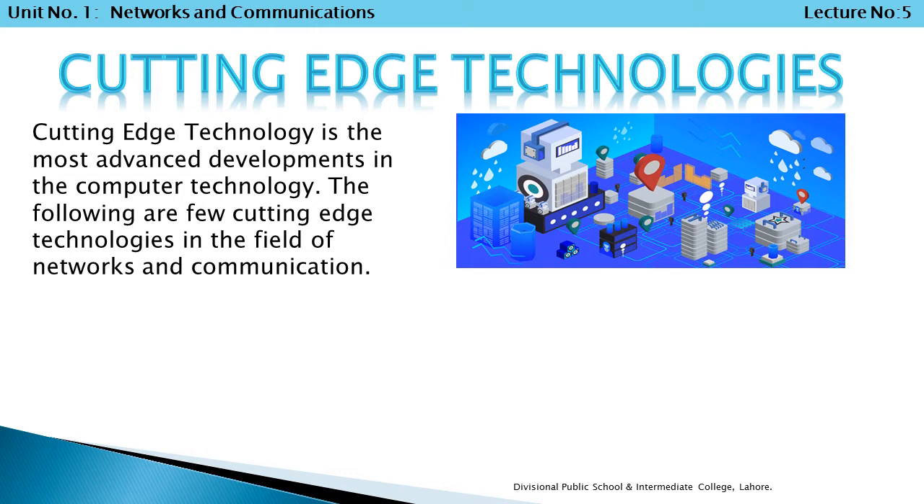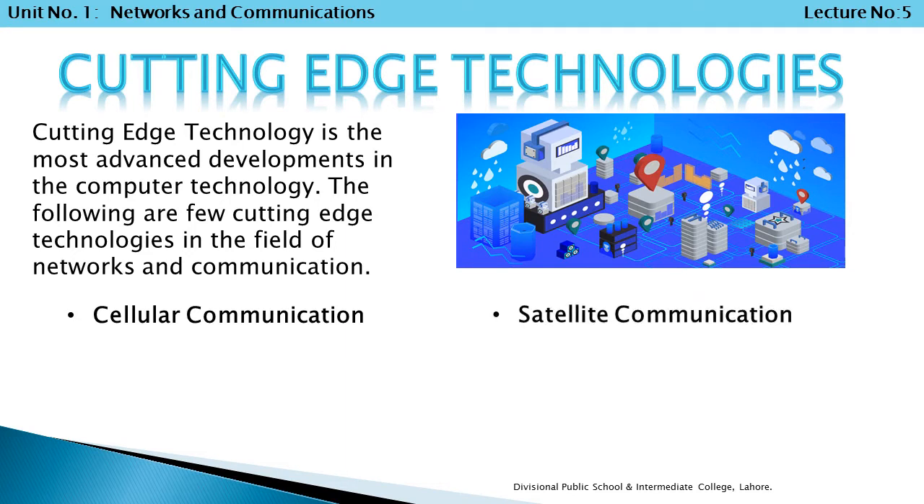Today we are going to discuss a few cutting edge technologies in the field of networks and communication. Number 1, cellular communication. Number 2, satellite communication. Number 3, global positioning system, which is also called GPS. And Bluetooth. Students, you are very familiar with all these terms, and we are going to discuss them one by one in detail.